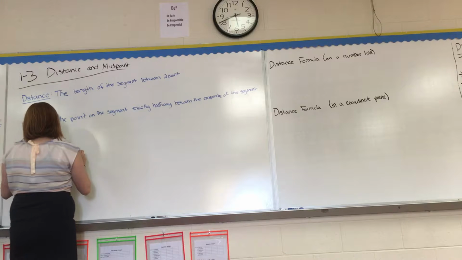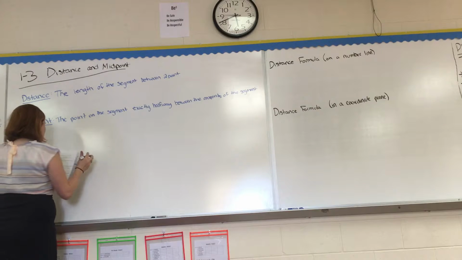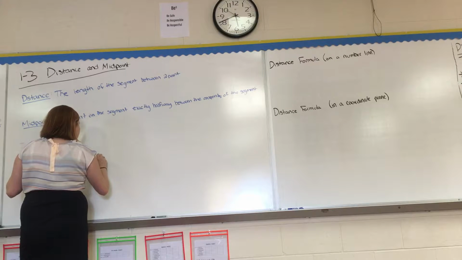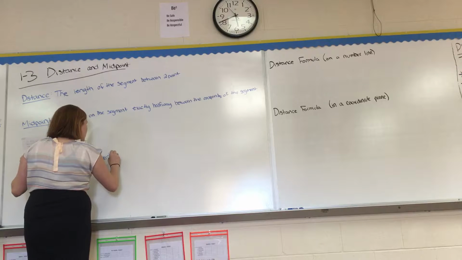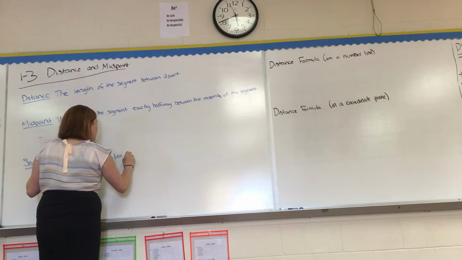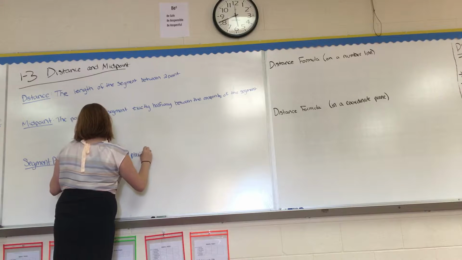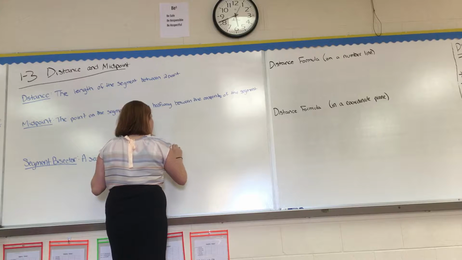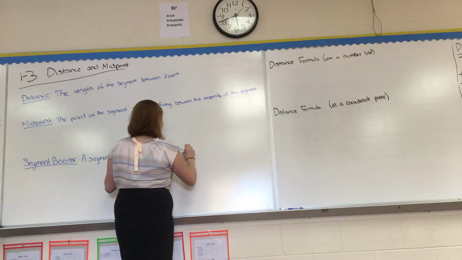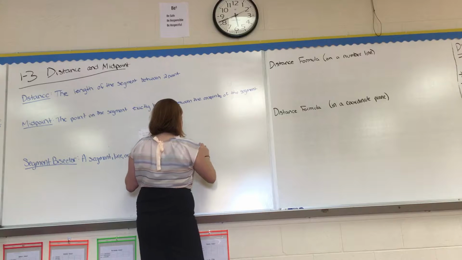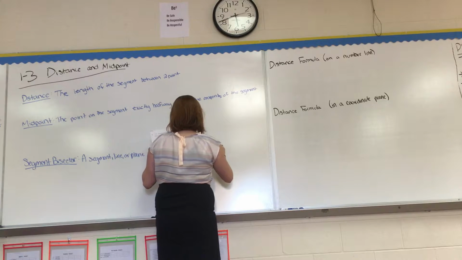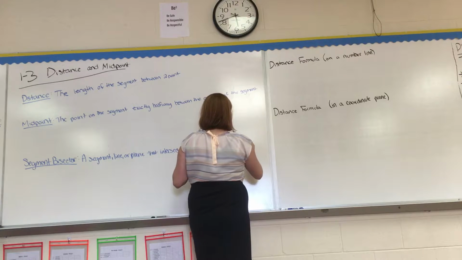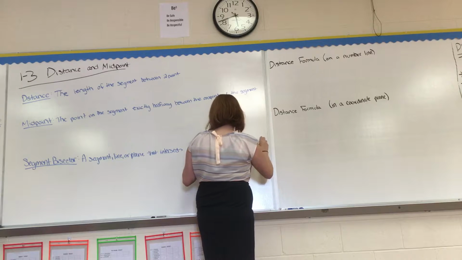Now, a segment bisector is a segment, line, or plane that intersects a segment at its midpoint. Remember, we just defined midpoint. Okay.